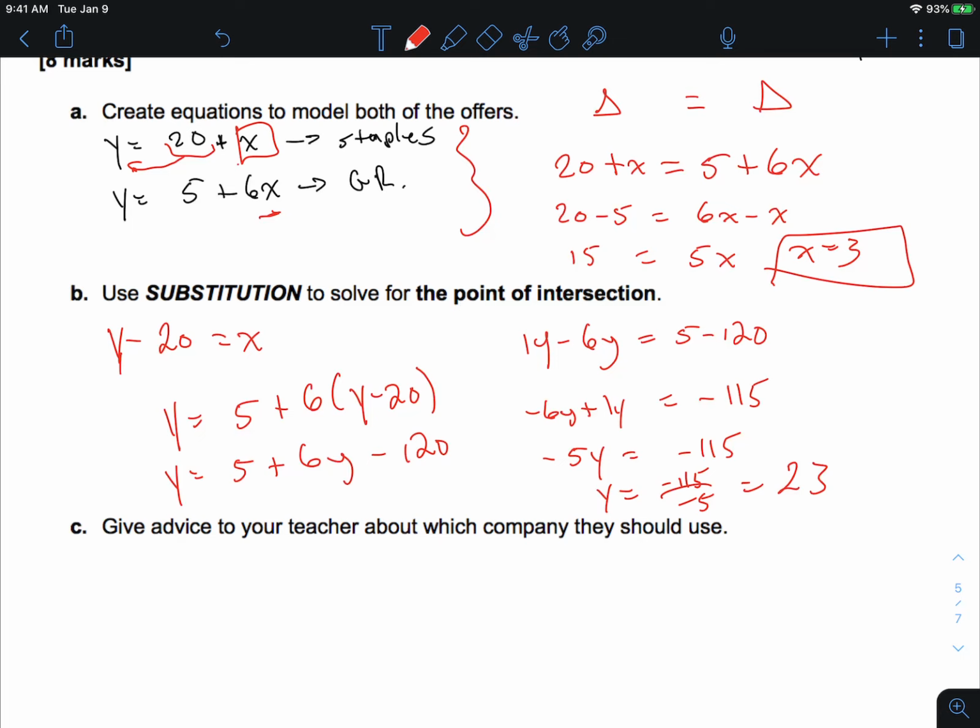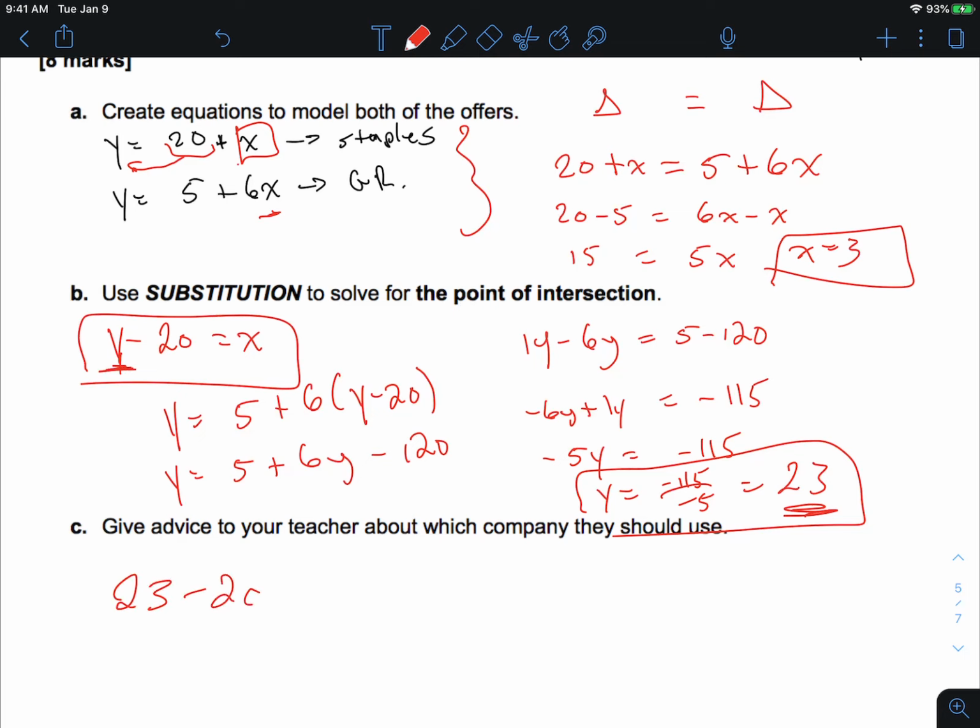Yeah. So you get this now, right? We had x by itself, right? You go y, so just take it and go. What y is equal to 23, right? Yeah. 23 minus 20. And that's 3, which we found already the other way.